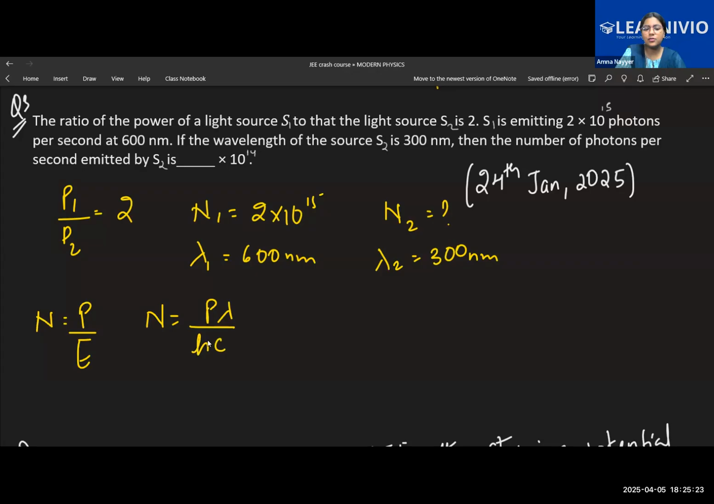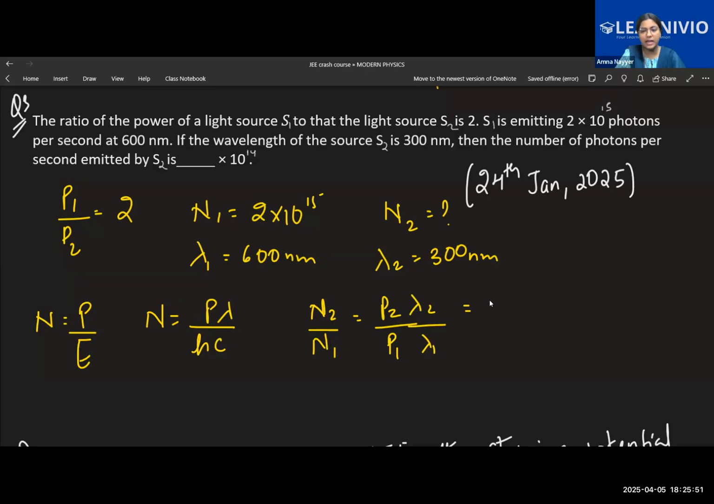See, hc will be constant. Simply you can use n2 by n1 will be p2 by p1, since power will come up. Wavelength will also come up, so this will be lambda 2 by lambda 1. The hc, up and down, will be cancelled. What do we want? We want n2. So P2 by P1, what should I write, Upasna?